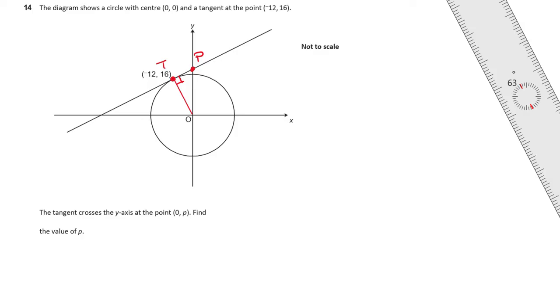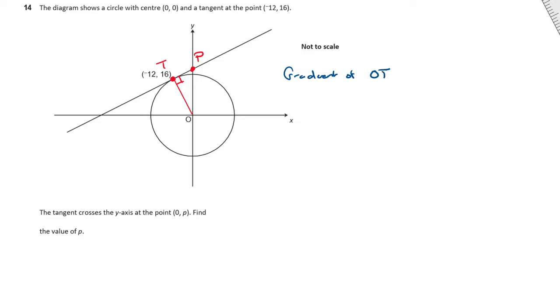Well, we know the tangent is at right angles to the radius drawn at the point of contact. So if we can work out the gradient of the radius, we should be able to then find the gradient of the tangent. So let's find the gradient of OT, which I'm going to call M1.